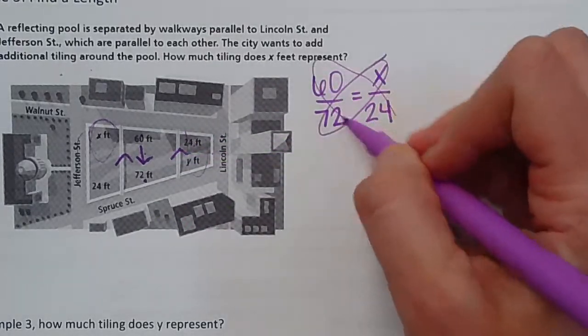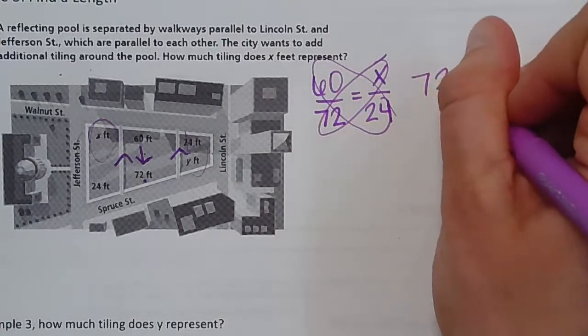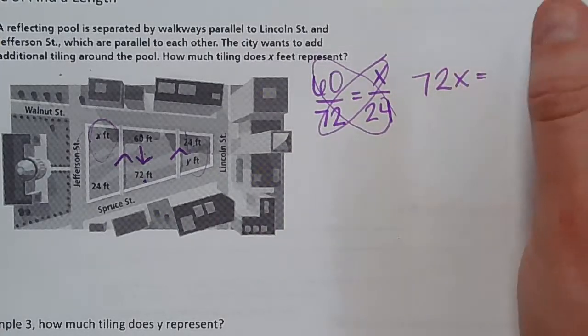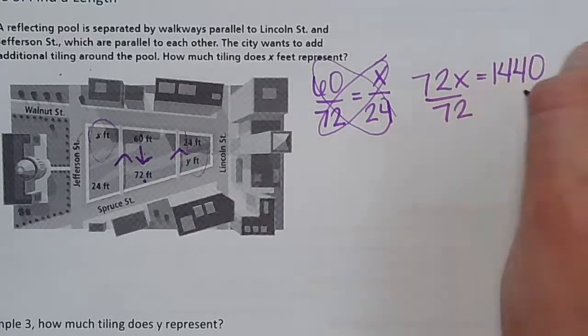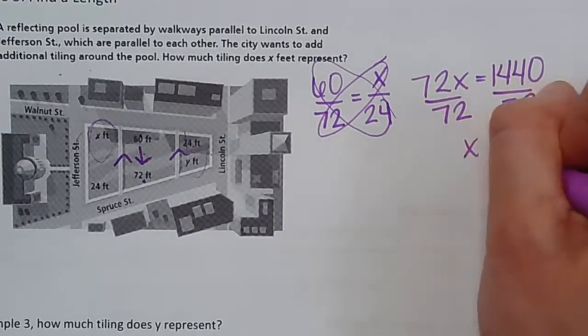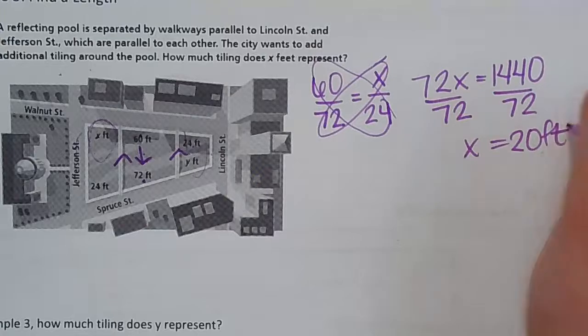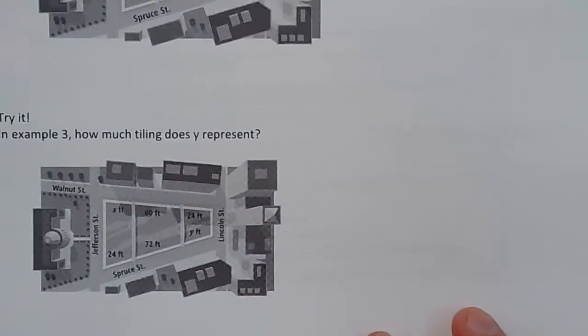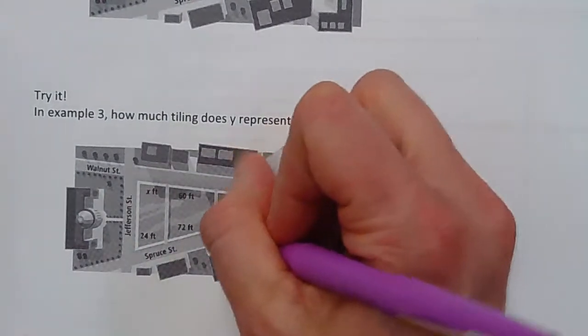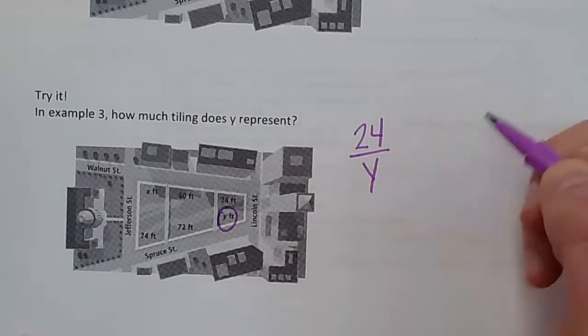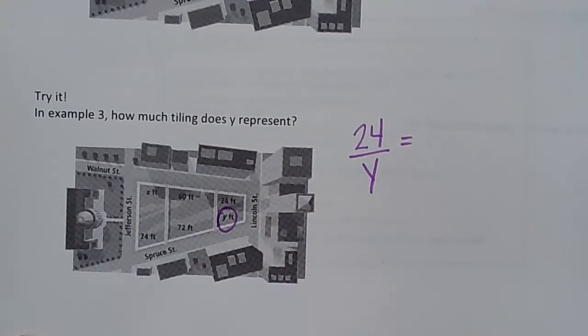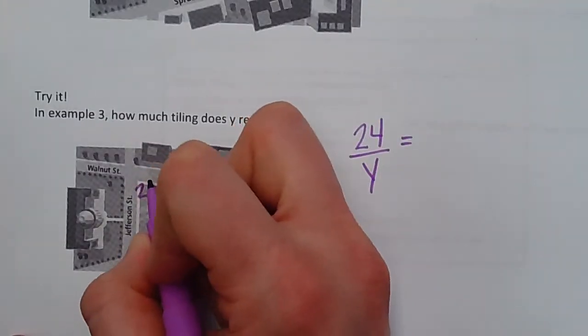So we cross multiply. 72x equals 1440. Divide by 72. X equals 20 feet. Now they want us to find y. So now we are looking here. I know I have to have 24 over y. That is equal to, well, I just found that this is 20.